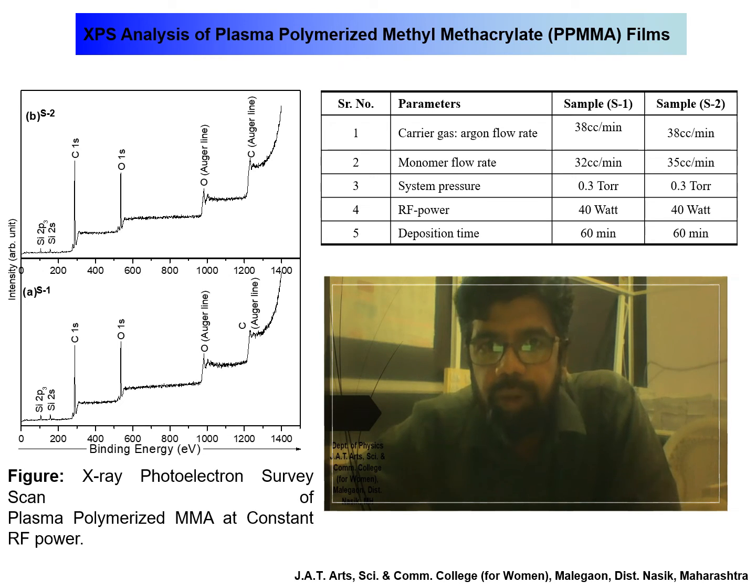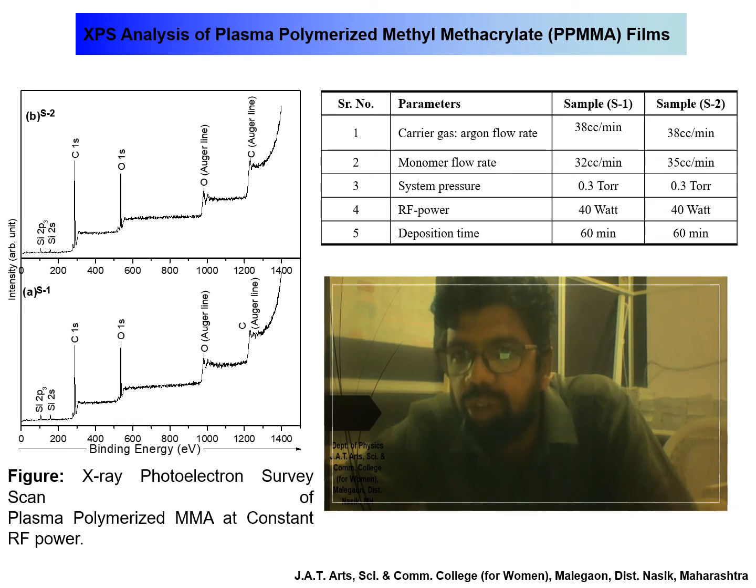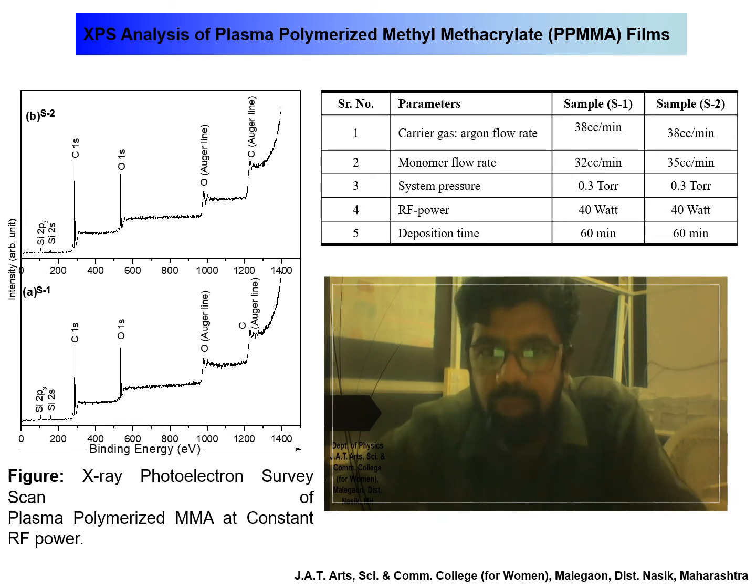After FTIR spectra, the same films were used for XPS, X-ray photoelectron spectroscopy analysis of the plasma polymerized methyl methacrylate film. These two spectra show the chemical composition present within the film. Here we can observe the presence of carbon, oxygen, and other chemical species present within the film at different flow rates. And here we can measure the percentage of each chemical component present within the deposited film.